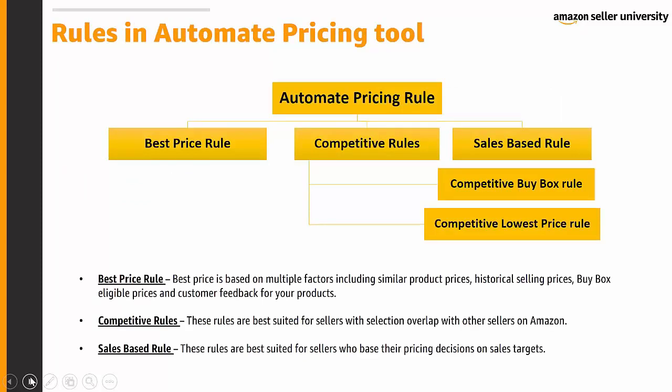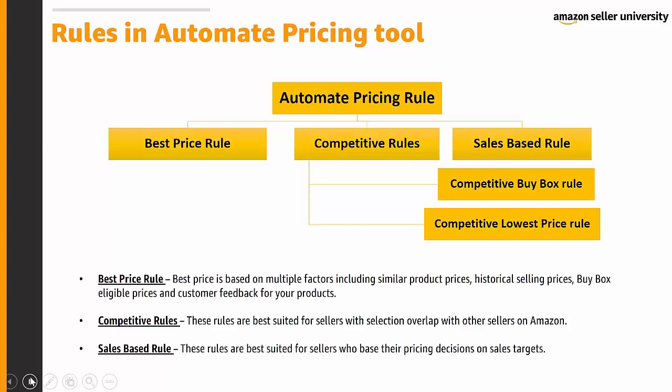We have three rules. First one is the best price rule. Second one is the competitive rule, which has two rules under it, which is the competitive buy box rule and competitive lowest price rule. The third one is the sales based rule. Best price rule is based on multiple factors, including similar product prices, historical selling prices, buy box eligible price, and customer feedback for your products.